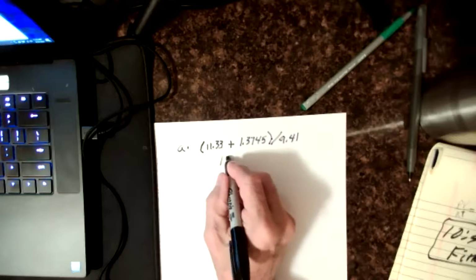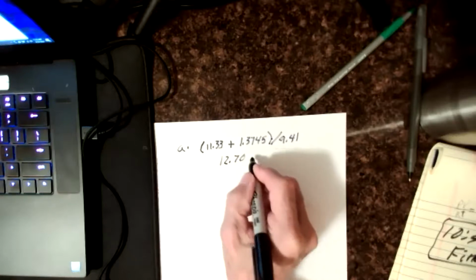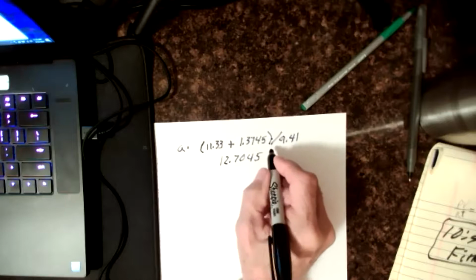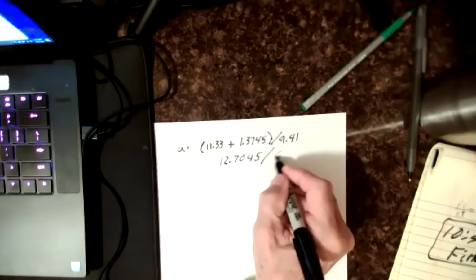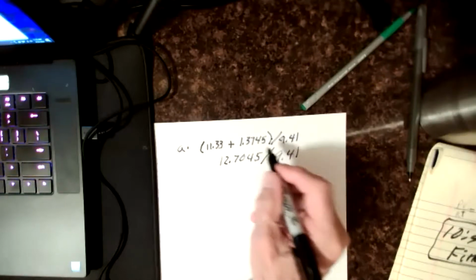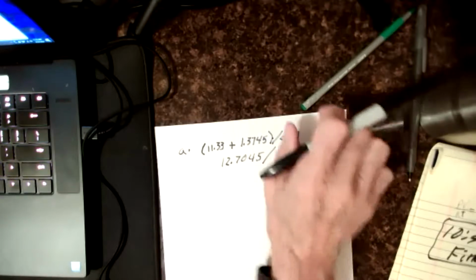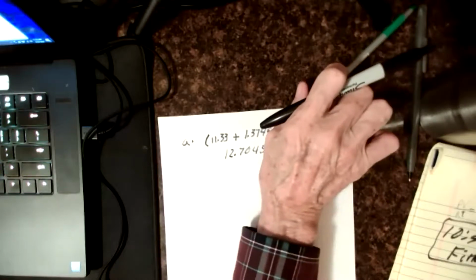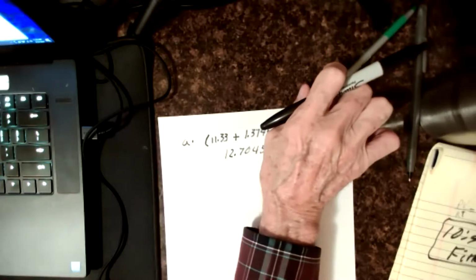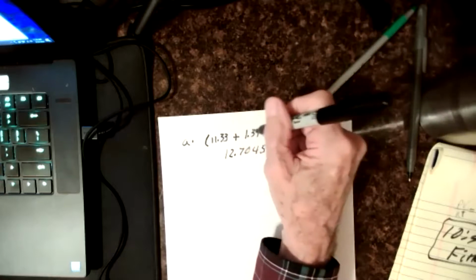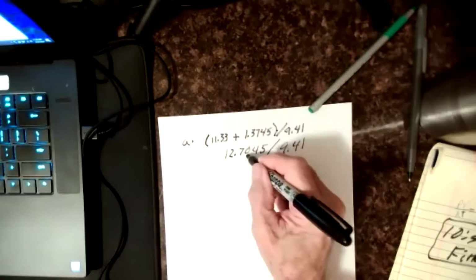11.33 plus 1.3745. What I get when I do this addition is 12.7045. And we're not ending the calculation here. We still have to divide by 9.41. But now I have to talk about round off. If this division hadn't been taking place, where would I round this off? It's addition. This has 2 decimal places. That has 4. The answer would round off to 2 decimal places.